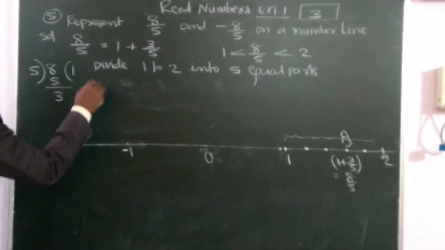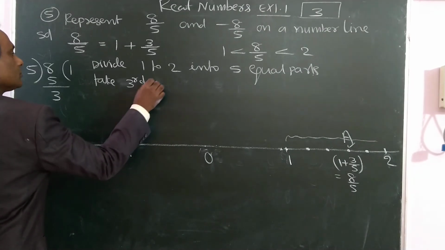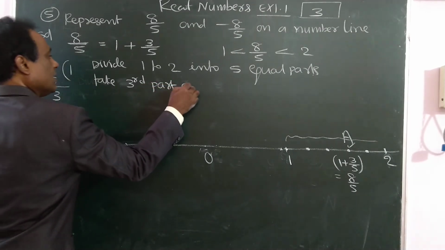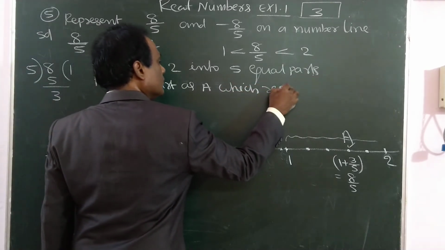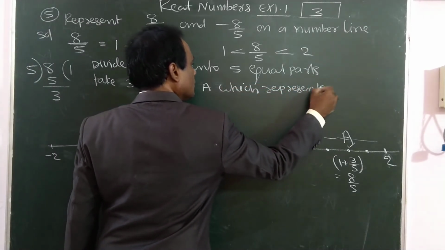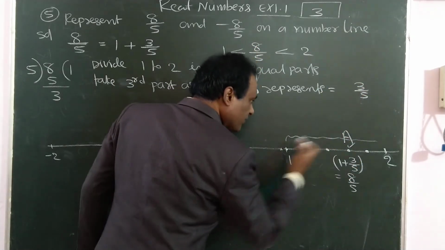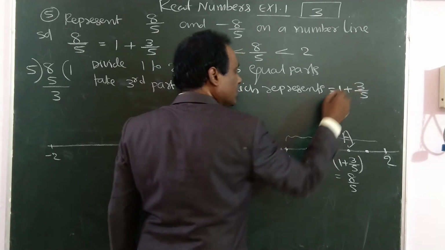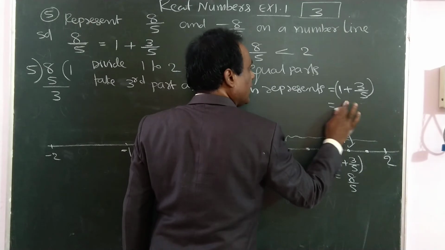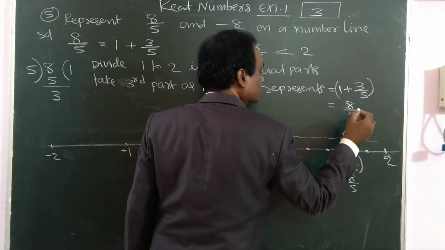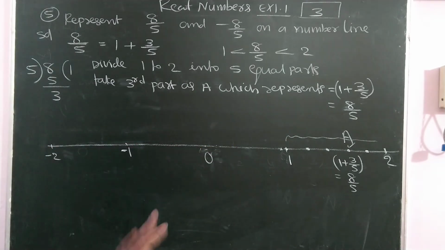So 5 equal parts. Which part do we have to take? Take the third part as A, which represents the number. Actually the third part represents 3 out of 5, but it is after 1, so 1 should be added. 1 plus 3 by 5, which is 8 by 5. Draw the line and represent 8 by 5, and that is the procedure.